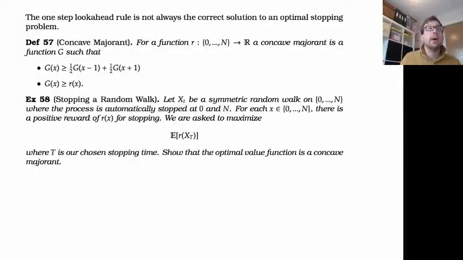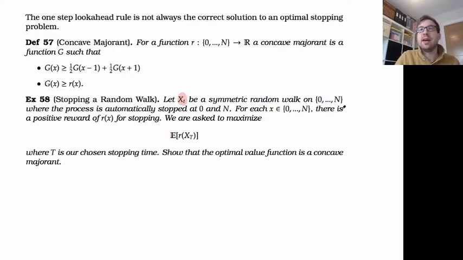Okay, so let's do the next part. We're going to consider a different type of optimal stopping problem, one where the one-step look-ahead rule isn't necessarily going to work for us. So here, we're going to look at a type of stopping problem where we've got X_t as a symmetric random walk on 0 to N, okay?